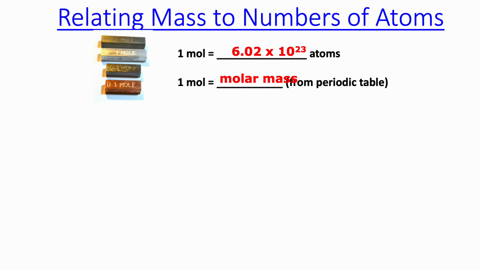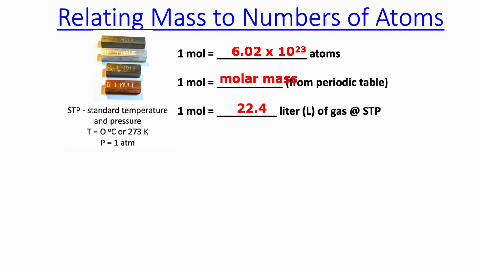On the periodic table, look at the molar mass. Carbon is 12.01. So 1 mole, or 6.02 times 10 to the 23rd atoms of carbon is 12.01. 1 mole of carbon is 12.01. And then if you have a gas, it occupies 22.4 liters.